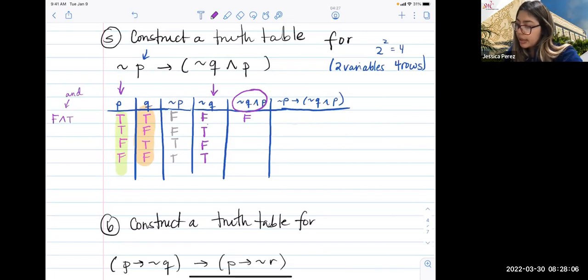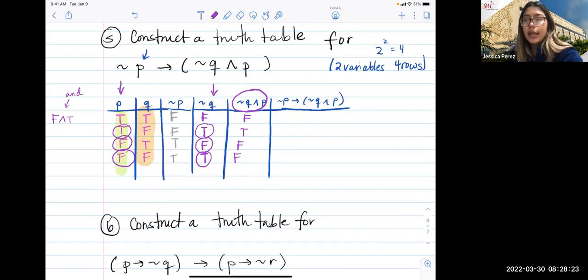And then again, I'm looking at T and T, that's a T. F and F, that's an F. T and F, that's an F. Remember, the only true for an AND statement is T and T.